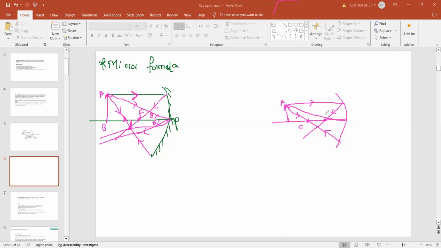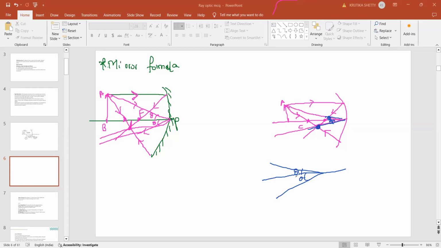Here it is making some angle with the principal axis. The third ray we are considering. So this is the incident ray. Here you can consider the angle of incidence theta. After reflection, all the three rays are meeting at one point. You can see here. This is the reflected angle. This is the incident angle. This is the principal axis. Here angle of incidence, here angle of reflection.